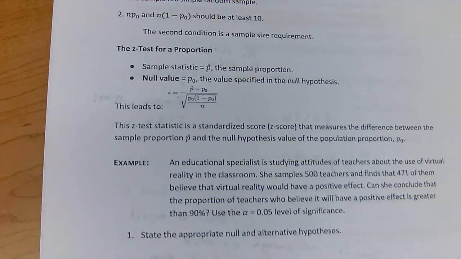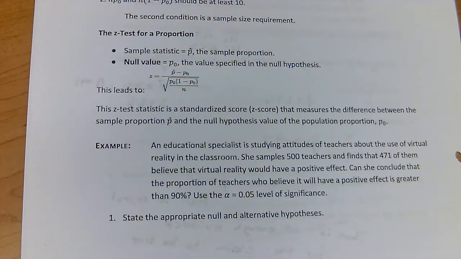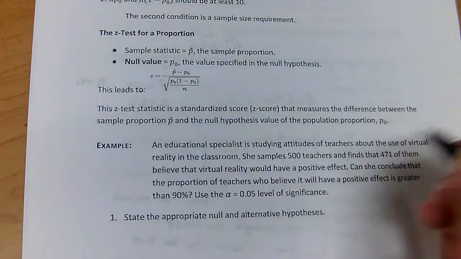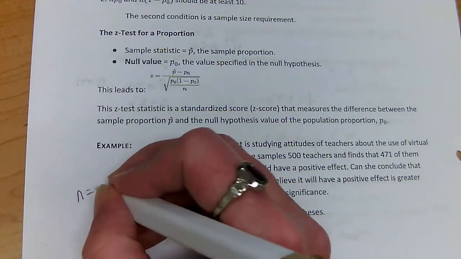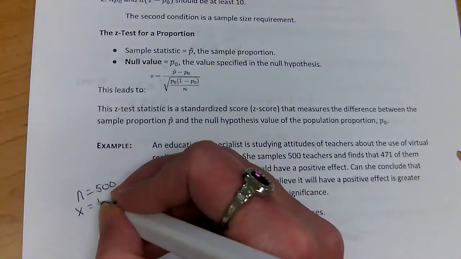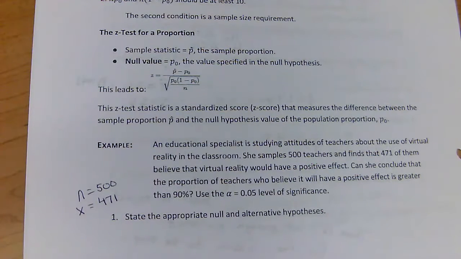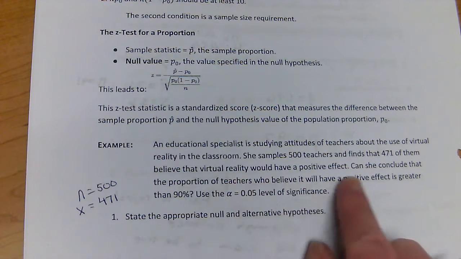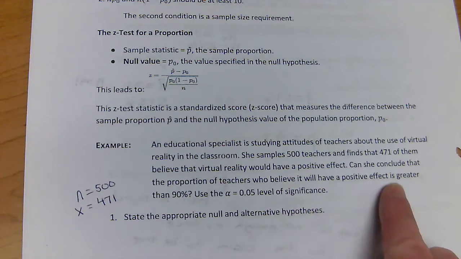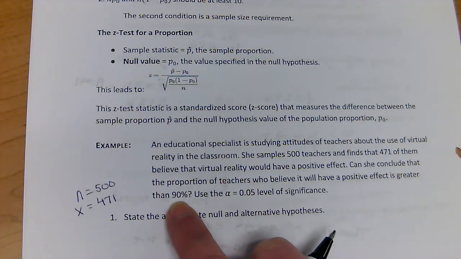So, an educational specialist is studying attitudes of teachers about the use of virtual reality in the classroom. She samples 500 teachers and finds that 471 of them believe that virtual reality would have a positive effect. So I know that my n is 500 and my x, the number of people out of the sample, is 471.